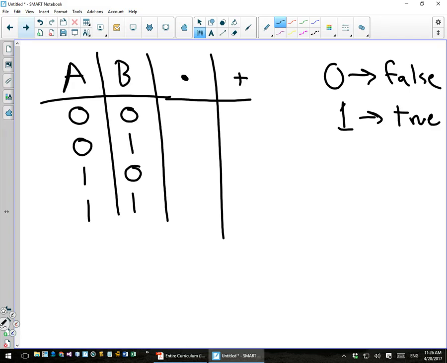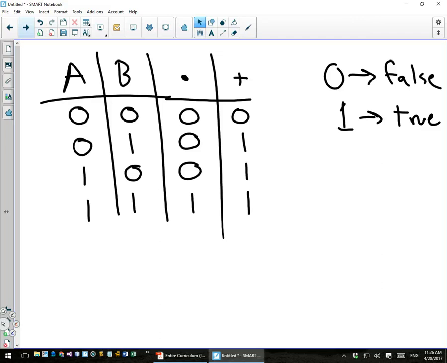0 AND 0 is 0. 0 OR 0 is 0. 0 AND 1 is 0. 0 OR 1 is 1. 1 AND 0 is 0. 1 OR 0 is 1. 1 AND 1 is 1. 1 OR 1 is 1. Okay? So now we're using it in a more sort of digital way, sort of on-off type switches. Same as true and false, but we're just using numbers to represent it.